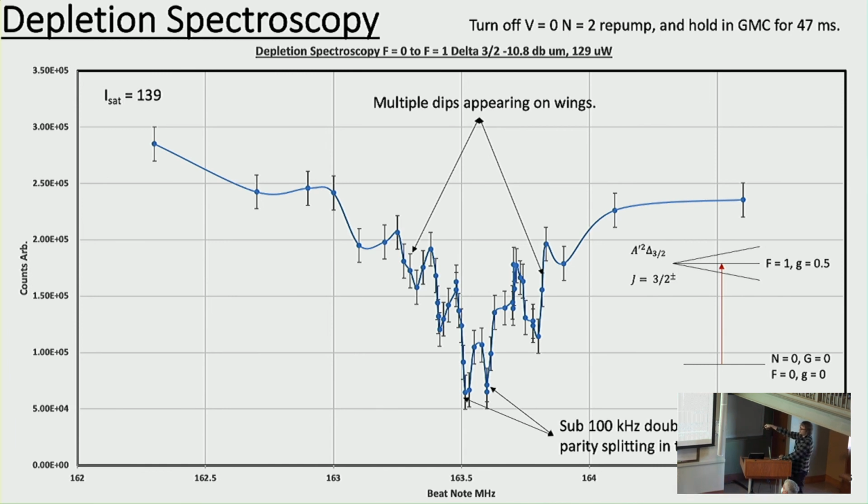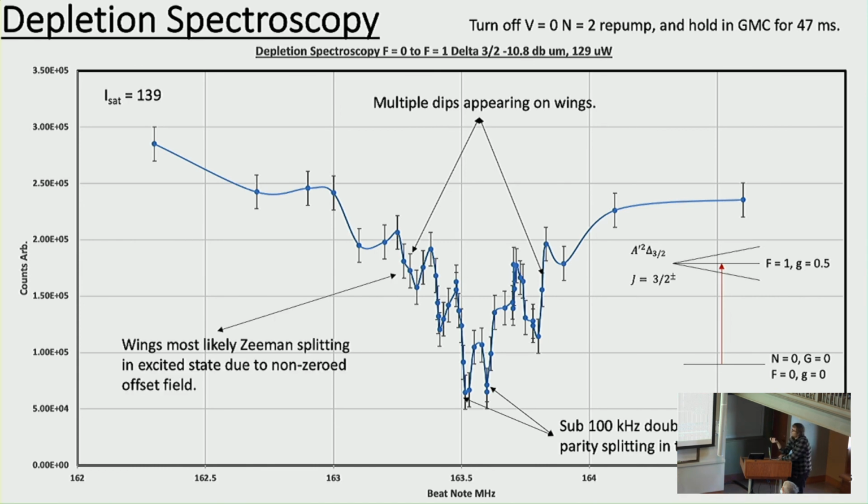So this is our current guess of what is going on. And then what we think the wings are is actually most likely Zeeman splitting in the excited state. So I just drew a little cartoon here. So we have the splitting between the parity states. And this is what we think.